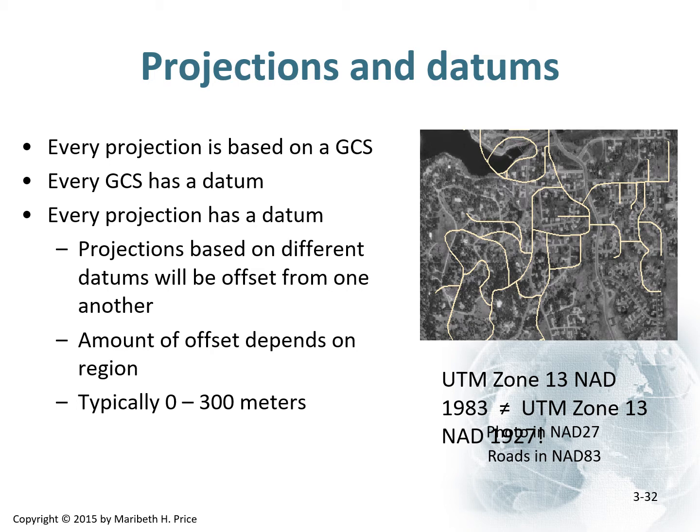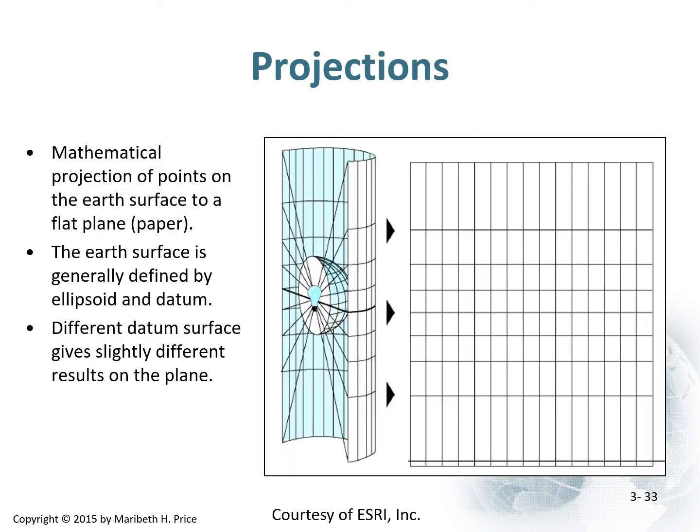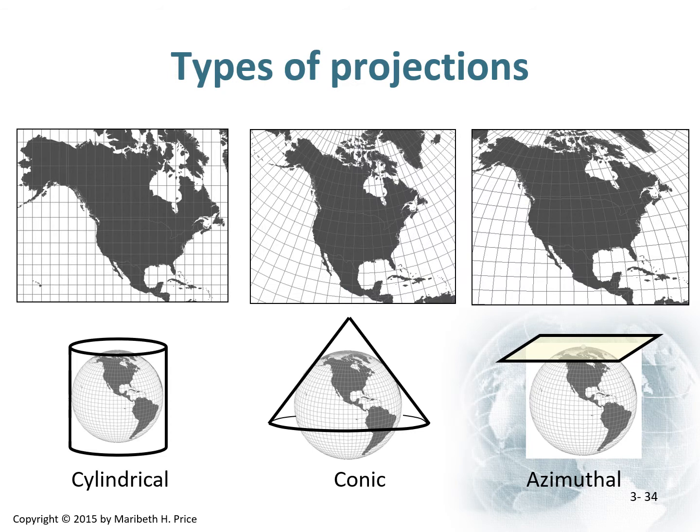If we want to have a projected coordinate system, then the thing you've got to remember is every projected coordinate system is based off of a GCS, and every GCS is based off of a datum. So every projection that's out there has a datum, and if you go from one datum to another, it can make things just off a little bit. As far as projections, they're just mathematical ways of converting that round space into a flat square space, and we do it a couple of different ways.